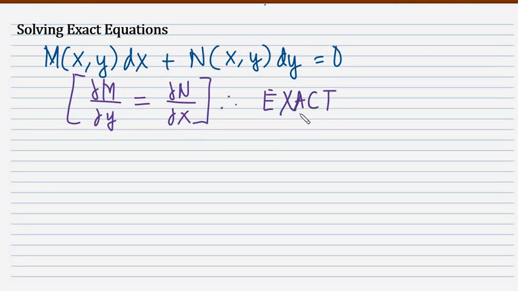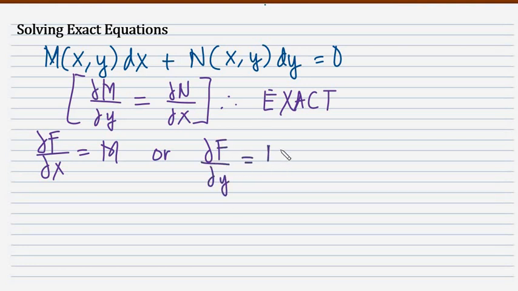After concluding that this is exact, we will use two statements to solve the exact differential equation. First of all, the partial derivative of the solution, which is f, with respect to x is equal to M, and the partial derivative of the solution with respect to y is equal to N. So this is the next step that you will use. Then after that, you will come up with the solution f(x,y) is equal to c. So let's go ahead and have some examples.